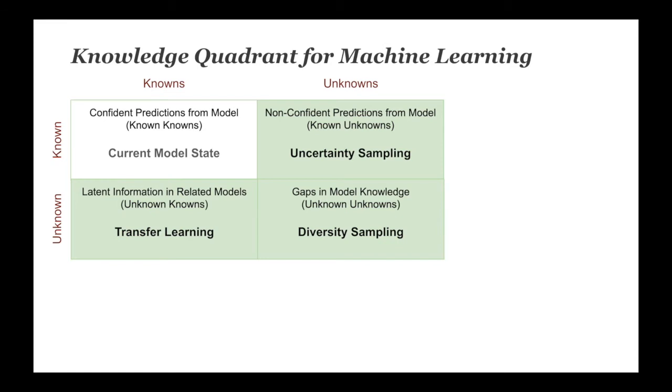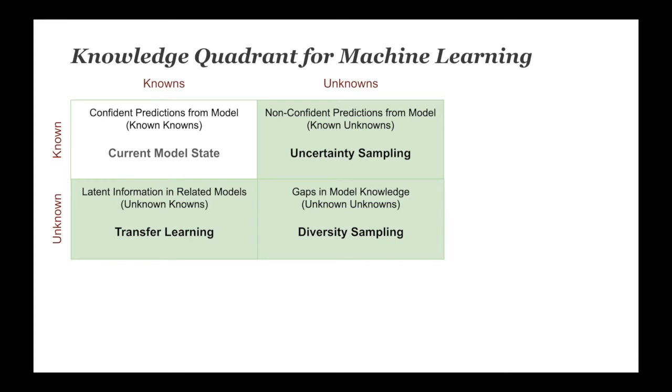One of the types of active learning that we'll talk about today. Uncertainty sampling targets items near the decision boundary. Your unknown unknowns, needless to say, are harder to identify. So how do you know when you don't know something? These are gaps in your current model knowledge. And the set of methods for trying to work out what you don't know that you don't know are known as diversity sampling. And we'll go through some examples of these in today's talk as well.